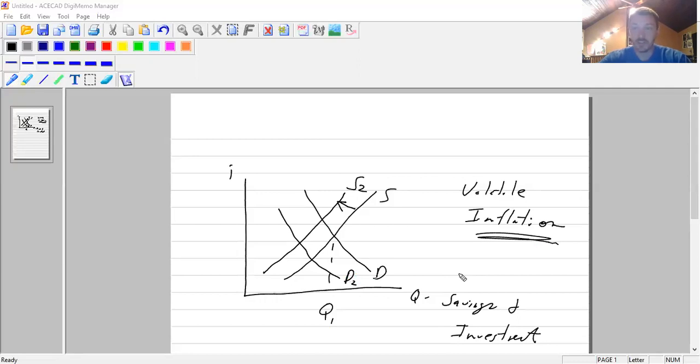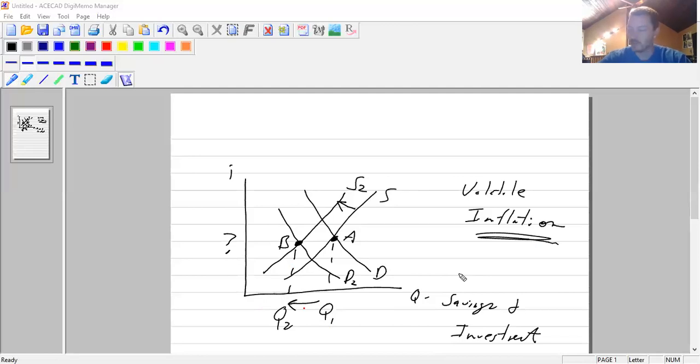Volatile inflation will reduce the demand for financial capital as well because of that extra risk. We started off here at point A. Both sides of the market will be less inclined to act with volatile inflation. Thus, the decrease in both curves will end up at point B. It's ambiguous what happens with the interest rate, but that's not what we care about. What we care about is that the quantity of savings and investment will fall.